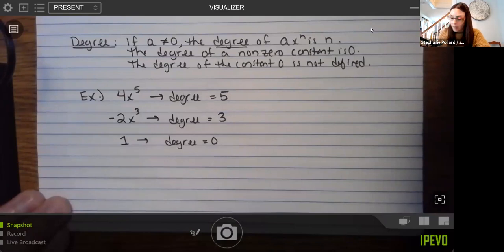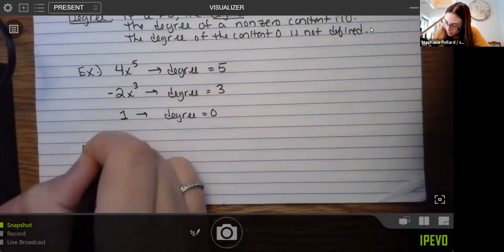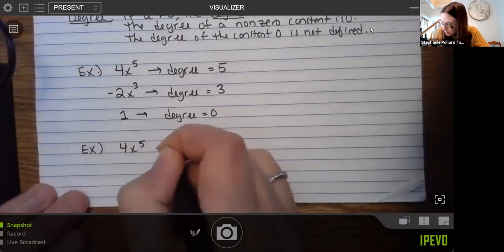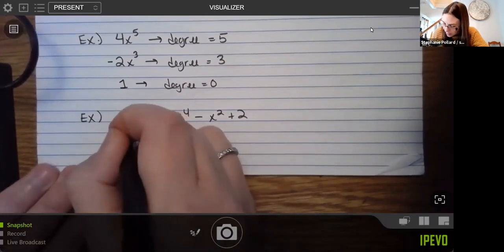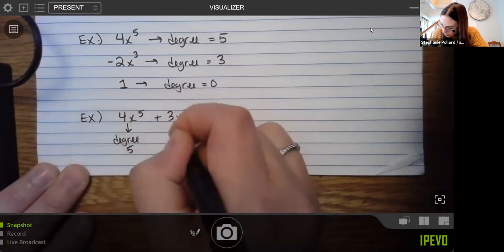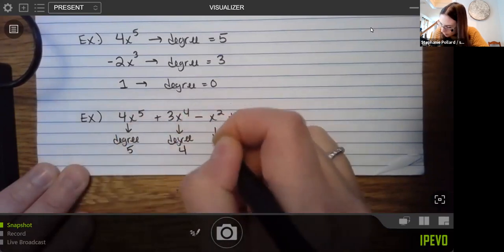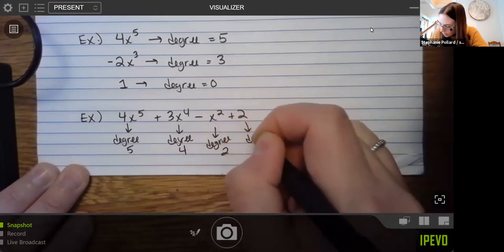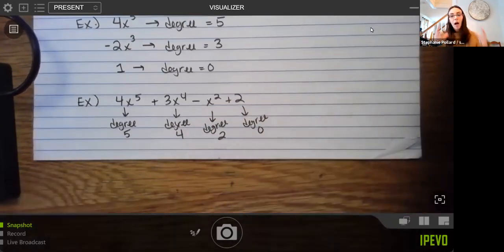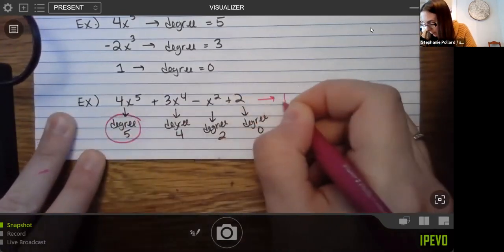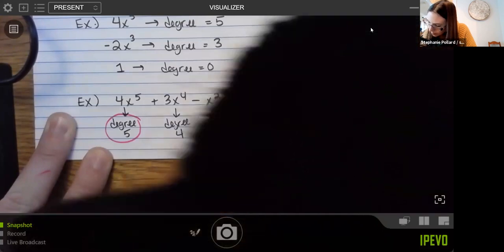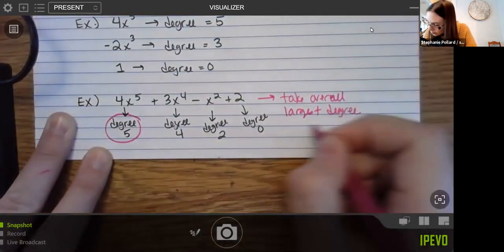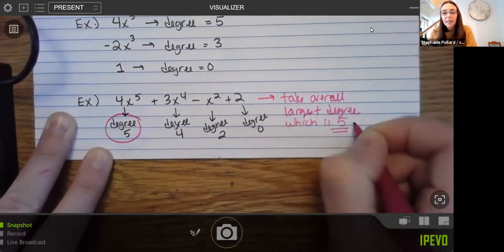So what happens when you actually put it together as well? So let's say you have an example that is more than one term. Maybe I have 4x to the 5th plus 3x to the fourth minus x squared plus 2. So what you do in this case is you take each of the degrees. So the degree here is 5. The degree here is 4. The degree here is 2. And the degree here is 0. And then when you have a more complicated polynomial like this, you take the overall largest. In this case, which is 5.